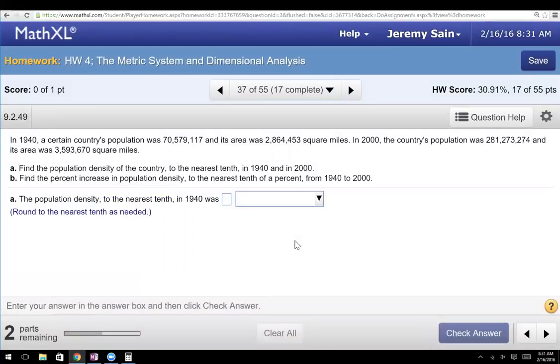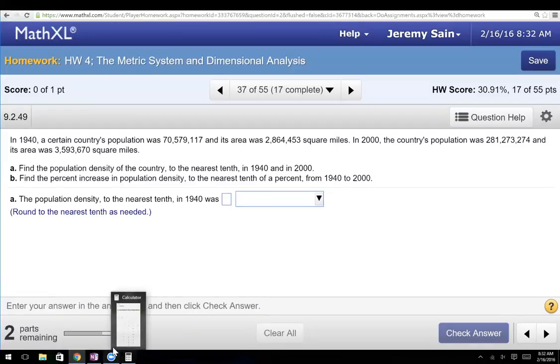Now let's do one more of those. Oh, okay. So now we're to the word problems at the end. The population was that and the area was that in 1940, and in 2000 the population was that and the area was that. Find the population density to the nearest tenth in 1940 and in 2000. Find the percent increase from 1940 to 2000. So population density is what it sounds like. I mean, density in science is how much stuff per volume or area. So if I want to know population density, it's what's the population per area.